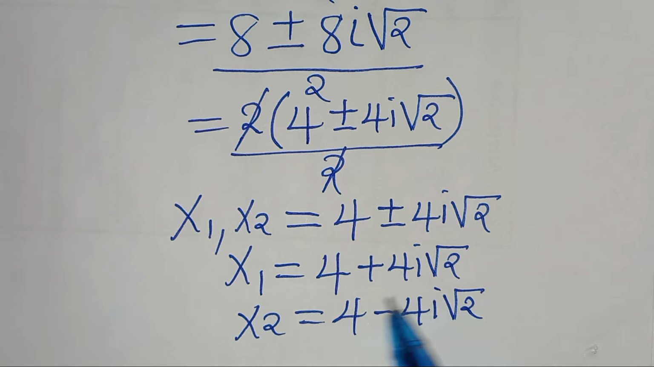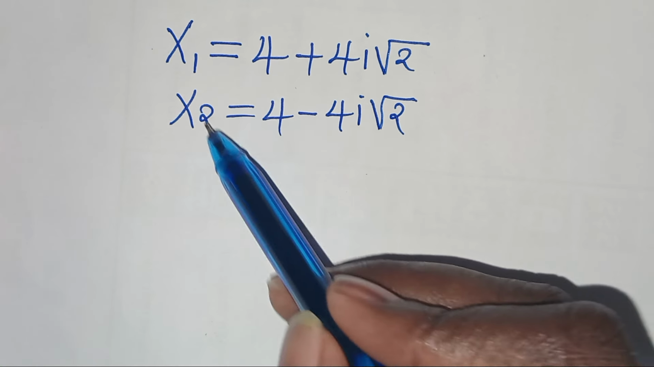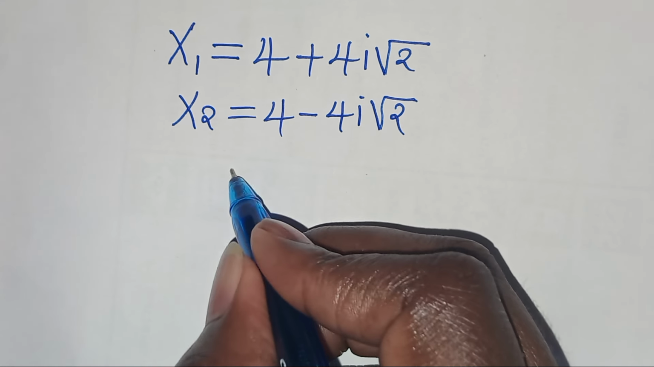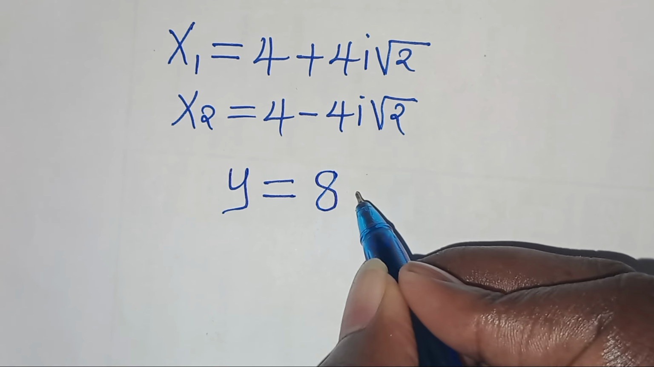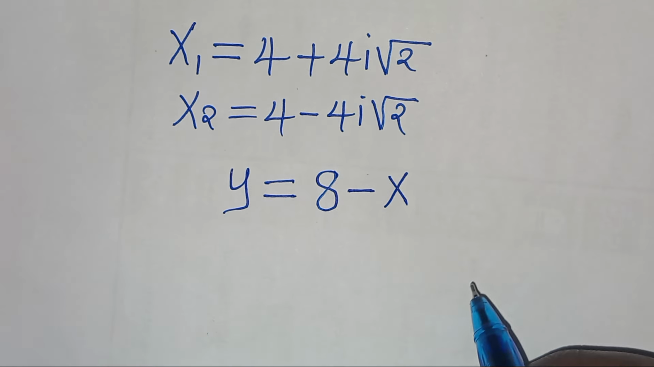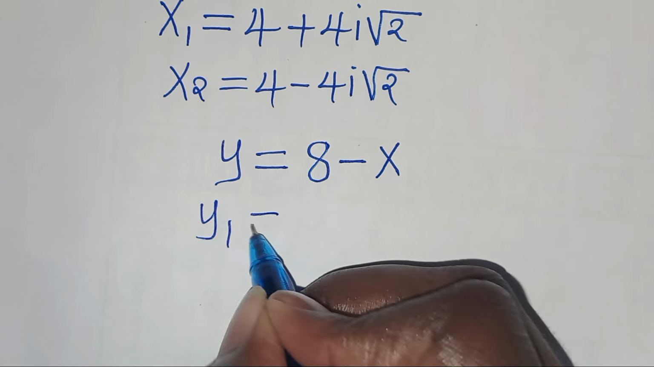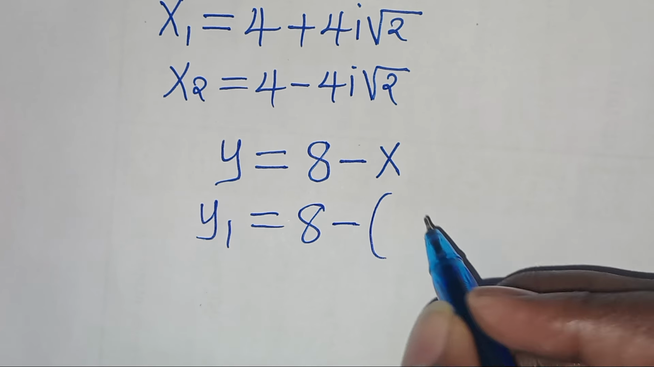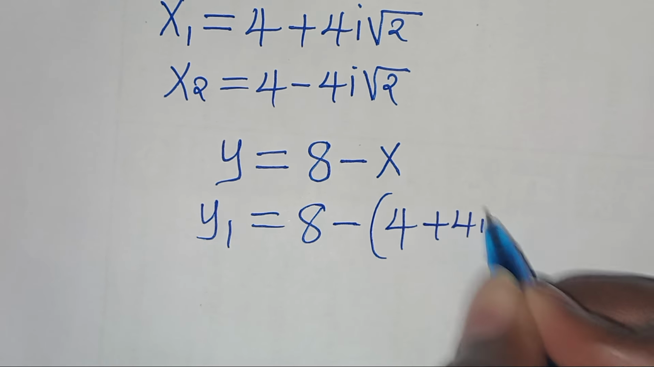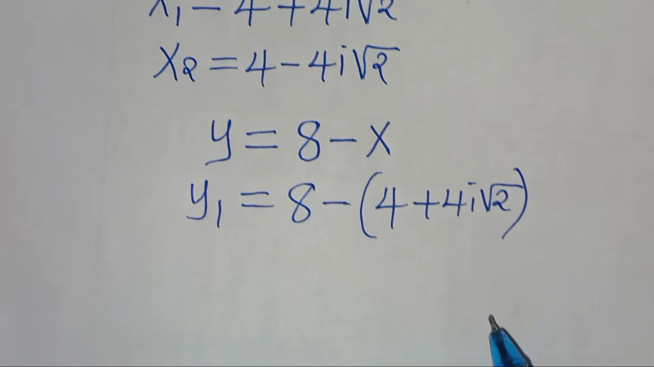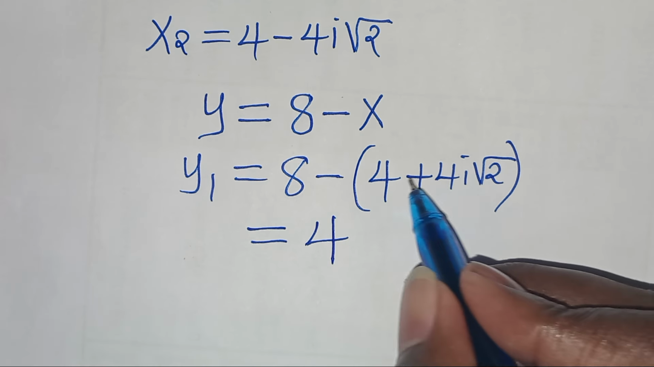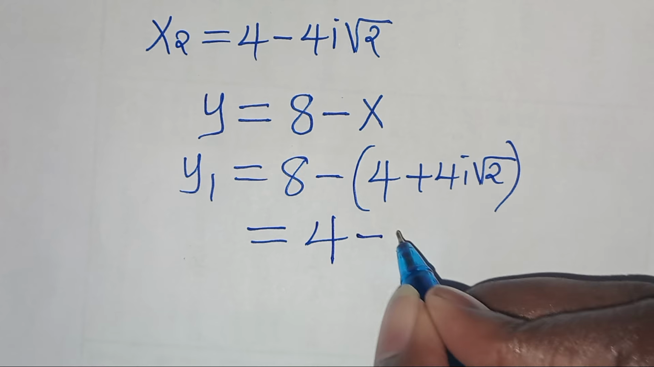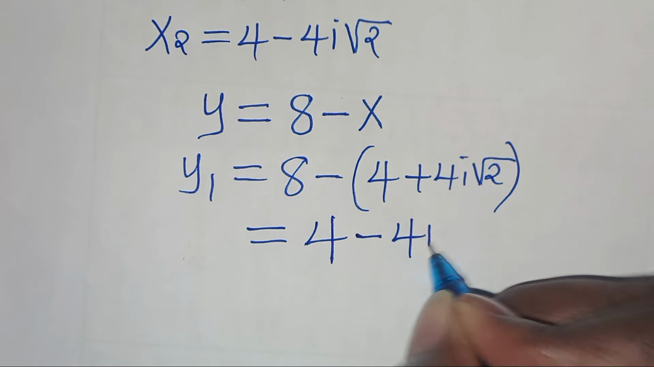So let's solve for the corresponding values of y1 and y2. Now, given x1 and x2, if you recall from equation 3, we have y is equal to 8 minus x. So y1 is equal to 8 minus x1, which is 4 plus 4i square root of 2. So this means that here we have 8 minus 4, this is 4, minus times plus 4i square root of 2, this becomes minus 4i square root of 2.